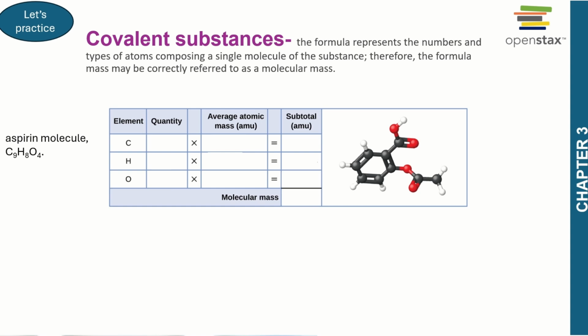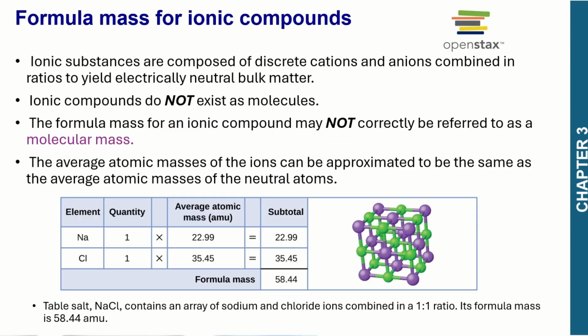So we count the number of atoms of each atom that is in the molecule. Then you multiply those by the average atomic mass unit and add all together. So in this case, the molecular mass of aspirin is 180.15 atomic mass units. Ionic compounds don't exist as molecules.